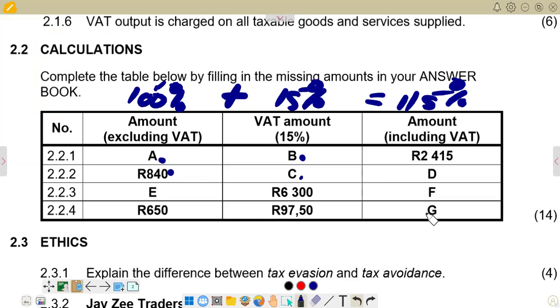Then we can move on to the next one, which is our G. We go back to see what G is saying. You see G is here. We are given the amount excluding VAT and the VAT amount. Remember we can say the VAT amount plus the amount excluding VAT will give us the amount including VAT. So if you just add here, the answer you get becomes your G. You are saying 650 rands plus 97.50.